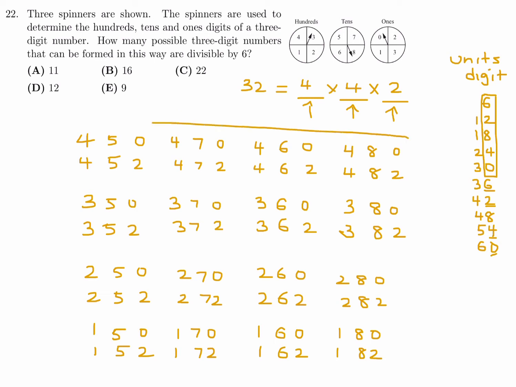So a lot of these numbers are very close to each other. So if one is divisible by 6, you just add and subtract 6 to get the other ones. So for example, 450 is divisible by 6. So 456 would be divisible by 6. You see what I'm saying?